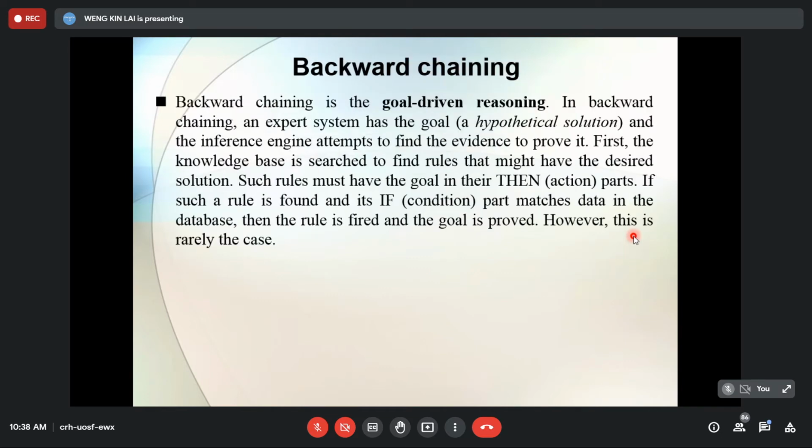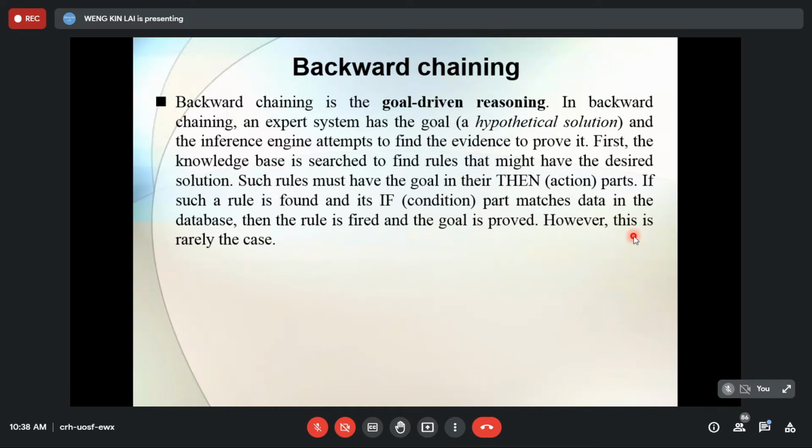So that is forward chaining. Now let's look at backward chaining. Forward chaining is data driven, as I can see here. Backward chaining is goal driven, based on the goal, the objective.